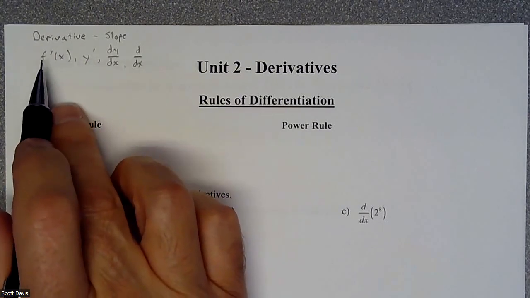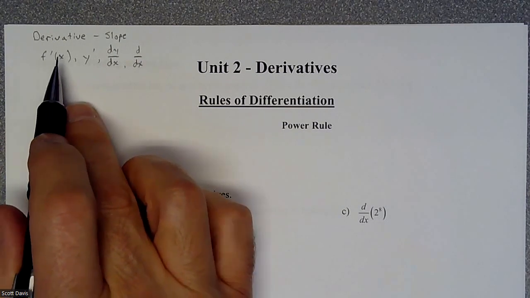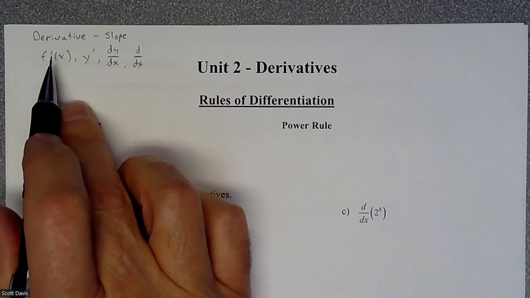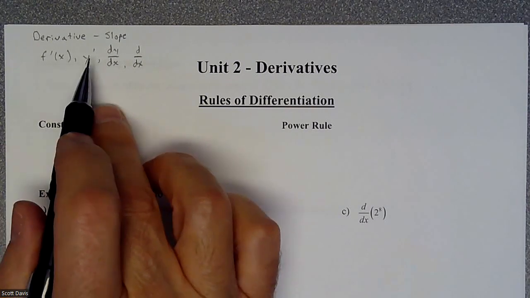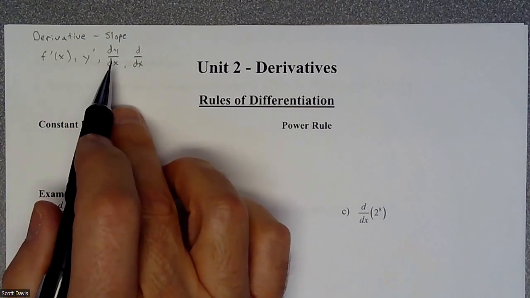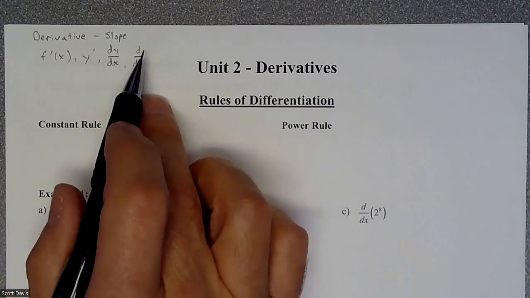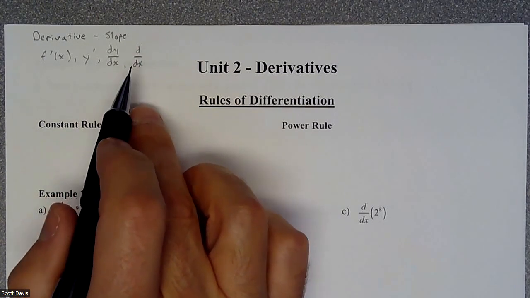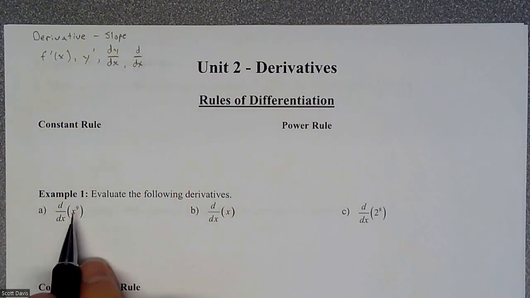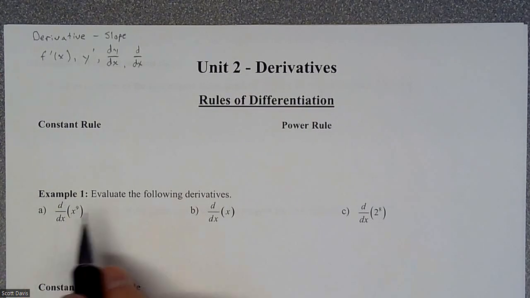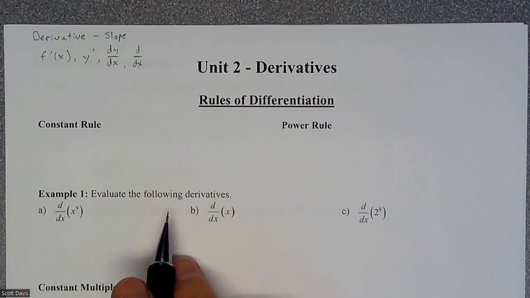Just some terminology to make sure we're okay with. When you do a derivative of a function, you're going to be doing an f prime, and that little symbol right there represents that we've taken the derivative. This is a y prime, dy dx is another way to represent it. This is an operation. We're going to be doing the derivative with respect to x. So let's get into it.